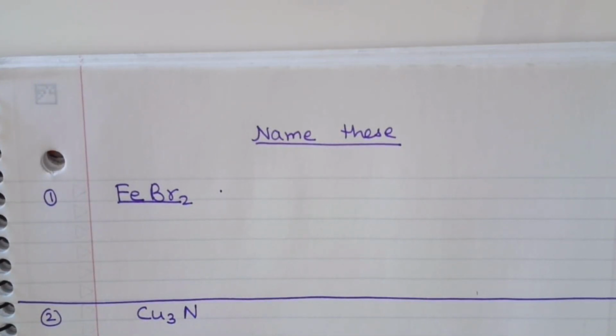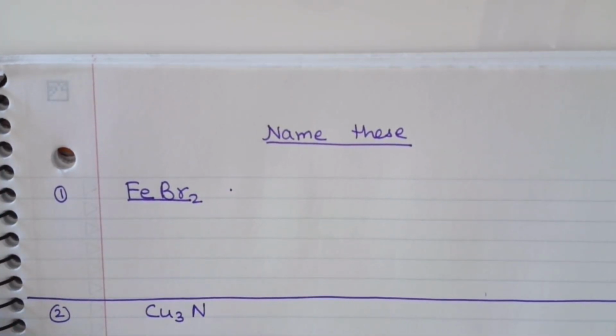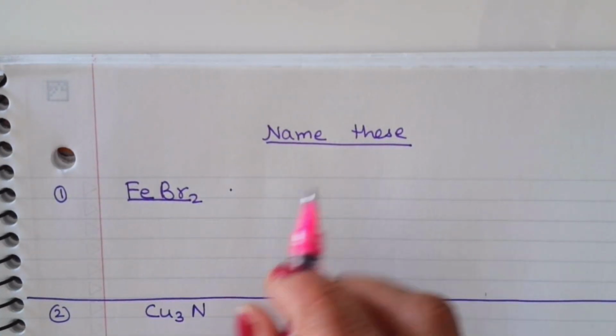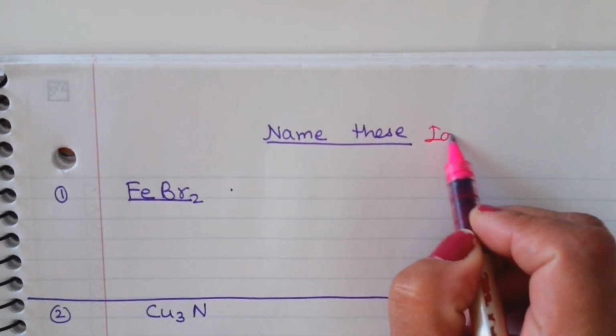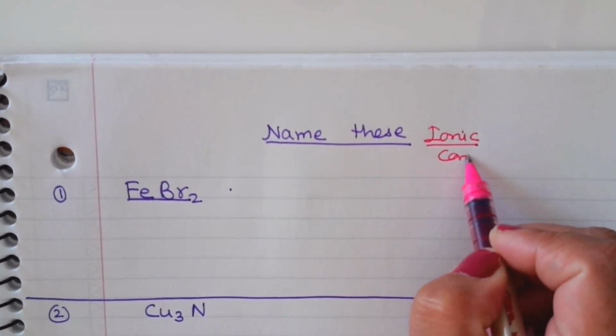Hello everyone, let's practice some questions on how to name ionic compounds, right? So I have given you a bunch of formulas and you have to write down the name of these ionic compounds. They are all ionic compounds. How do I know that this is an ionic compound?